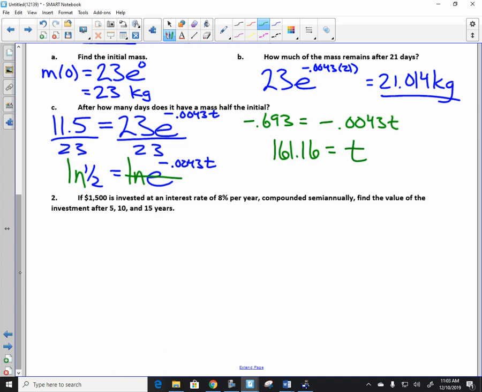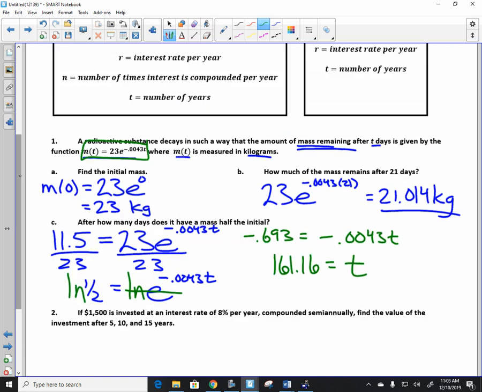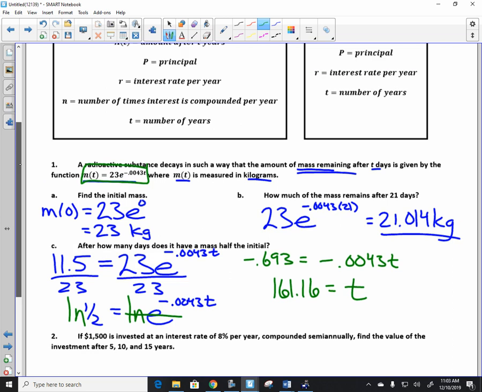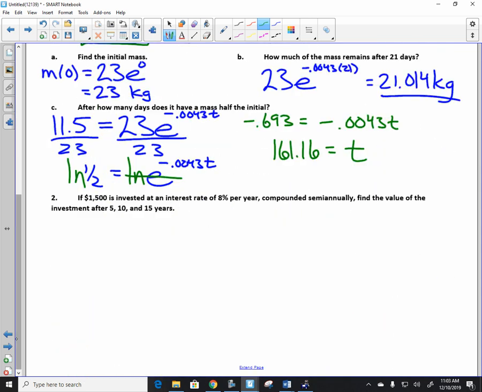Now, look at the shape of the equation that you were given. Look at the form. 23e to the negative 0.0043t. Notice the base is e. Why? Because you have continuously compounded, in this case not growth, but rather decay. The substance doesn't wait for, say, every 3 months before it decays. It doesn't decay once a year. It decays continuously. And that's when we use a base of e. Let's consider something that doesn't have a base of e.